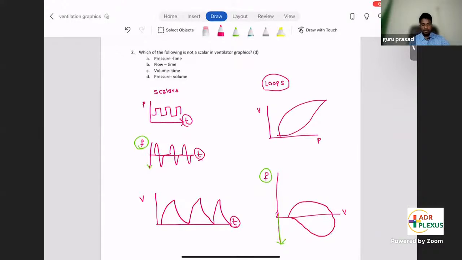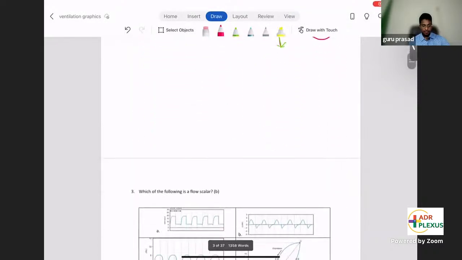So which is not a scalar in ventilator graphics? Now moving on to the question. So simple, anything that has time in it is a scalar. So basically they're asking which is not a scalar. So search for the option which doesn't have time. So there is no time in the pressure volume. This pressure volume is actually a loop. Okay. So this is the answer.